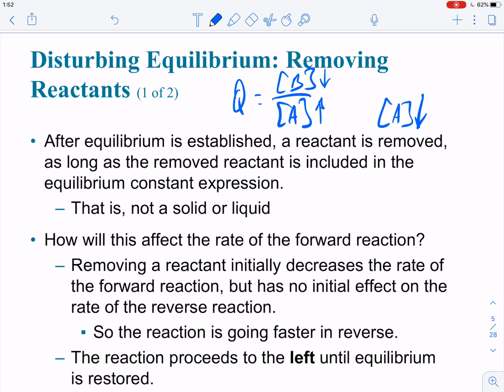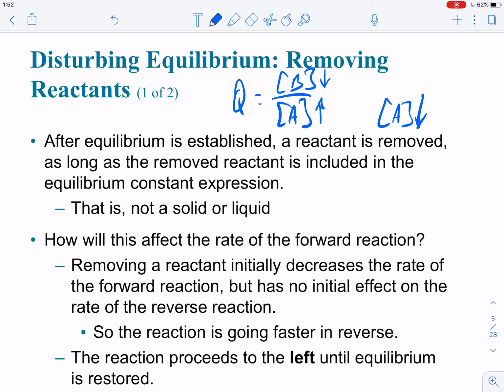Again, if it's not a solid or a liquid, there would be an impact. Solids and liquids will have no impact whether you add more or take some out. But if it's something whose concentration will change, then if you remove the reactant, the equilibrium will shift towards the left.